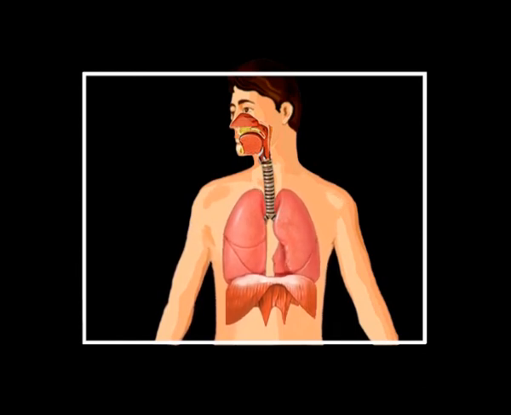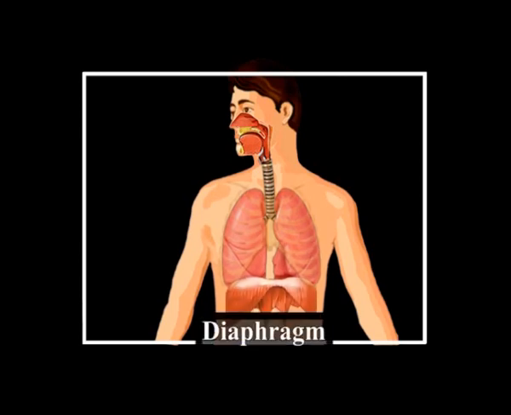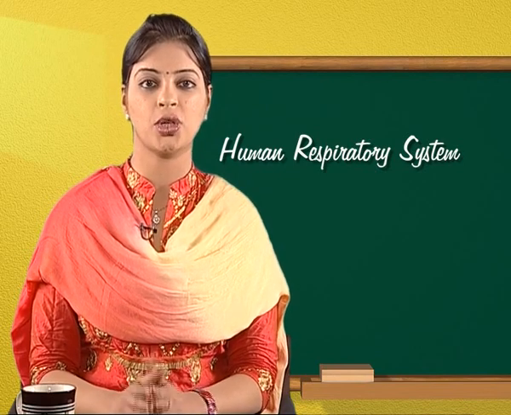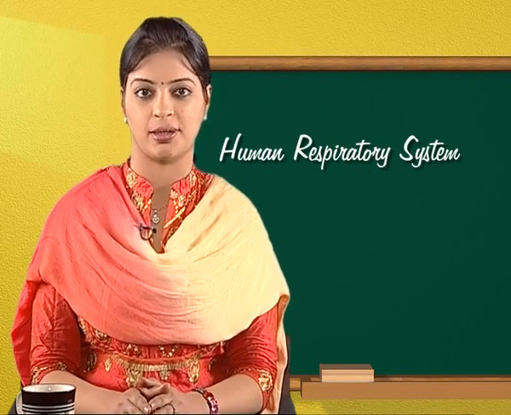Thin sheets of epithelium, or pleura, separate the inside of the chest cavity from the outer surface of the lungs. The bottom of the thoracic cavity is formed by the diaphragm. This was a brief description of the structure of the human respiratory system.